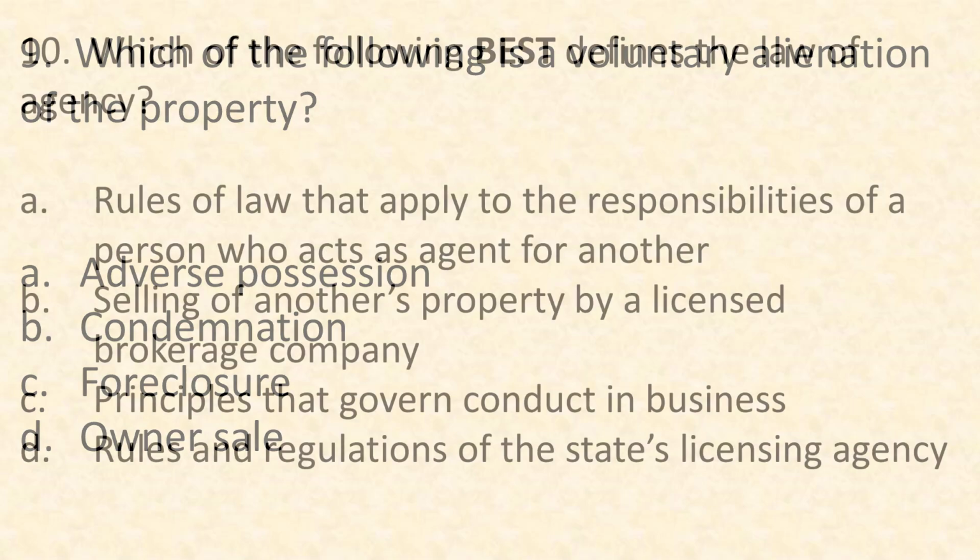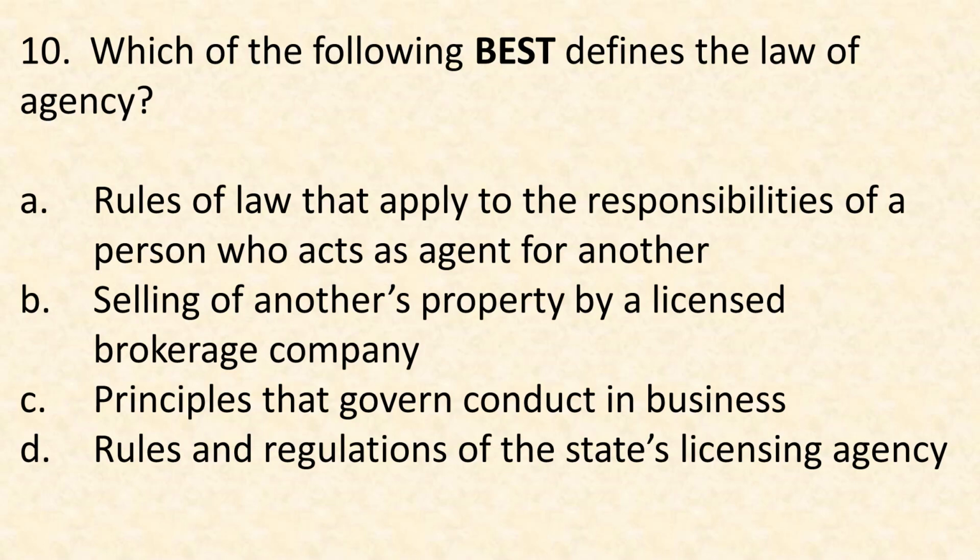Question number 10. Which of the following best defines the law of agency? Answer A, rules of law that apply to the responsibilities of a person who acts as an agent for another. B, selling of another's property by a licensed brokerage company. C, principles that govern conduct in business. Or D, rules and regulations of the state's licensing agency.